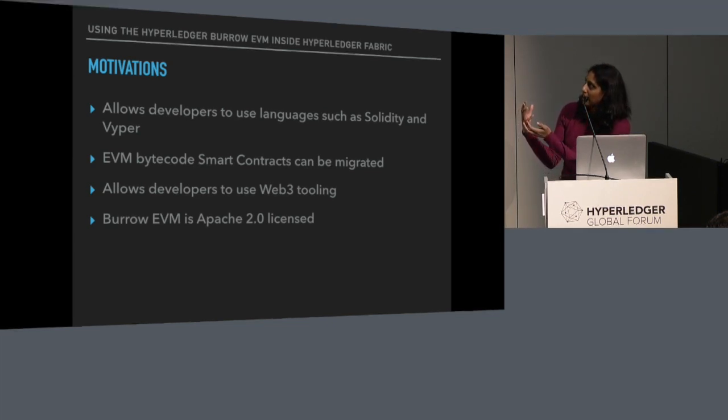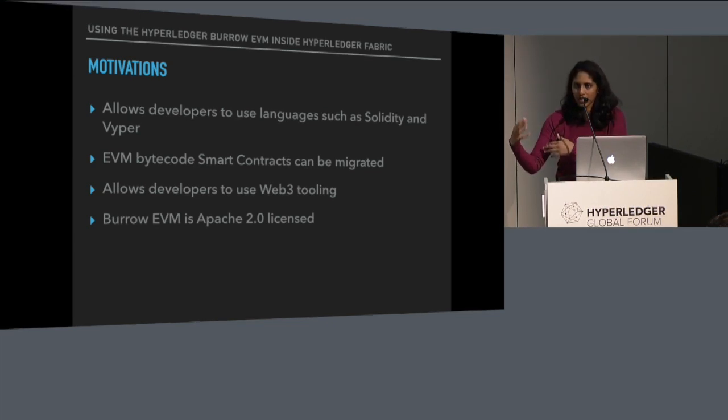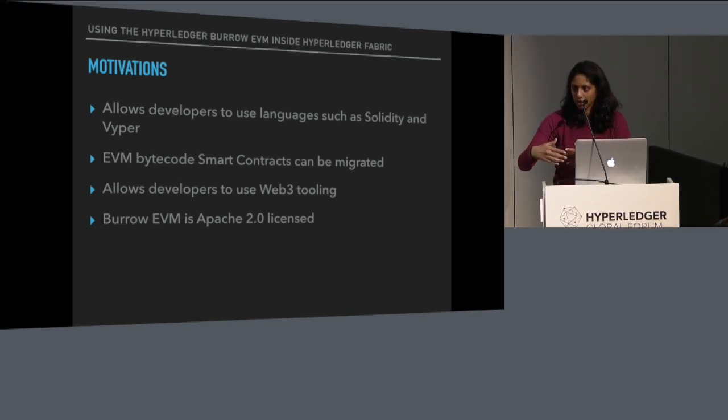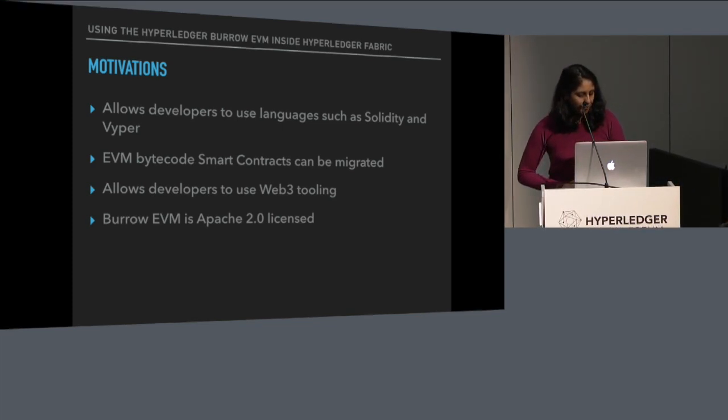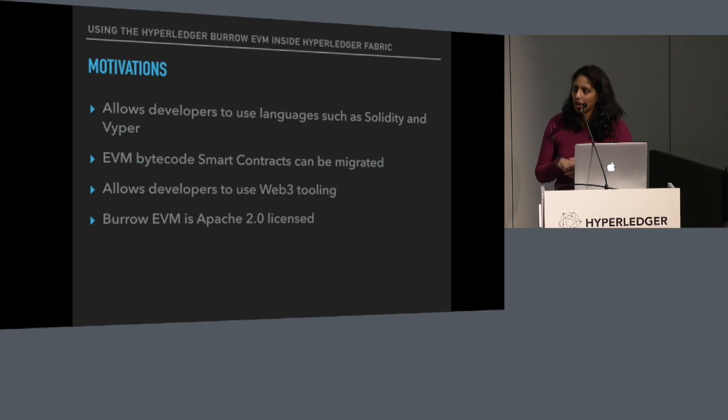So once you implement those, and the more instruction sets you get, you open up the tools that you're allowed to use. And then the last thing is the Burrow EVM is Apache 2.0 licensed, so it was easy for us to pull it into Fabric.